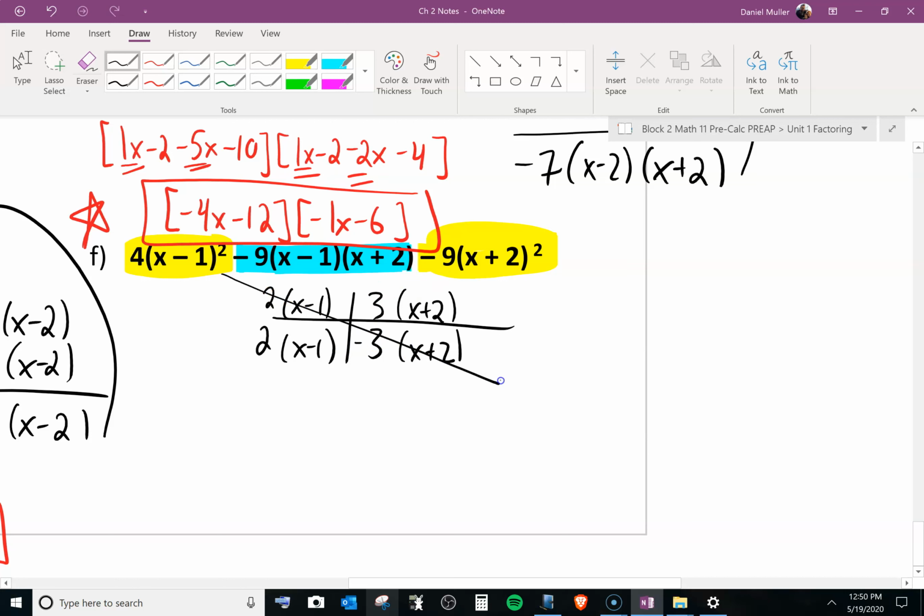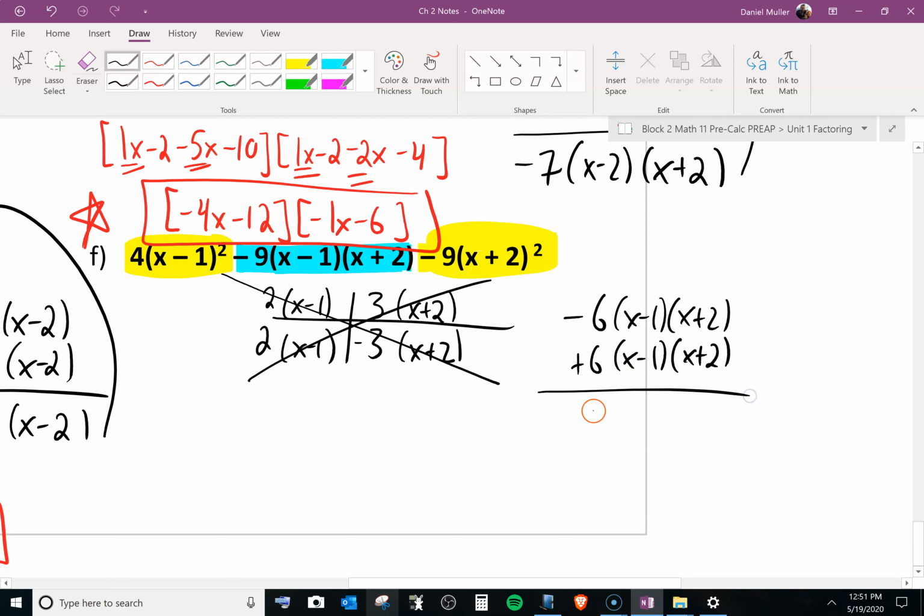But this needs to be a plus and a minus. So this one would get me negative 6, x minus 1, x plus 2. And this would get me positive 6, x minus 1, x plus 2. And if you add them, you're going to get 0. X minus 1, x plus 2. Is that what I have? No, I need a negative 9. Okay, so it's not going to be 3s. Or is it not going to be 2s?